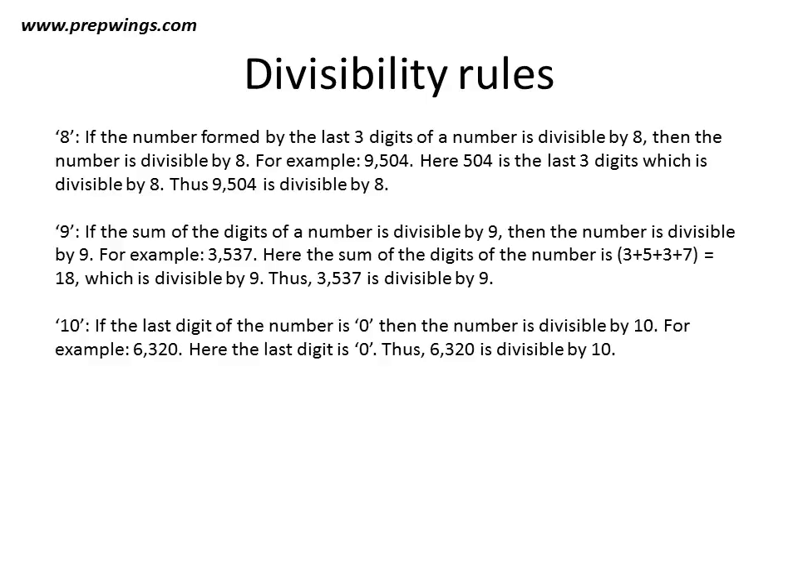Now divisibility rule of 10 is actually very straightforward. You just have to check the units digit or the last digit of the number. If it is 0, then the number is divisible by 10. If it is not, then the number is not divisible by 10. For example, 6320 has 0 as the last digit. Thus this number is divisible by 10.